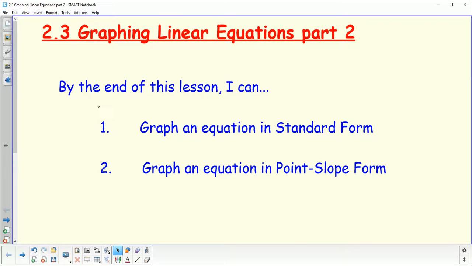Alright, Common Core Algebra 2, continuing on with 2.3, graphing linear equations. We're going to have part 2 today, which we're going to look at two other forms. So we saw slope-intercept form last time, plus we graphed using a table. Today we're going to look at standard form and point-slope form.